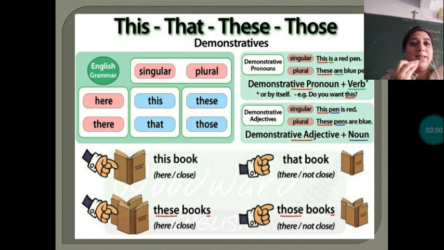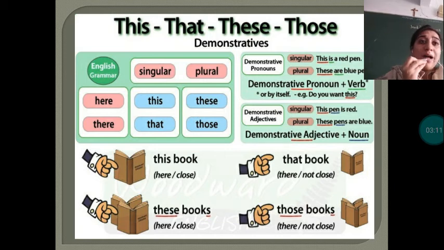This, that, these and those. You just have to understand far and near. If it's near to you, you use this and these. If it's far, you use that and those. I hope you are clear with this.